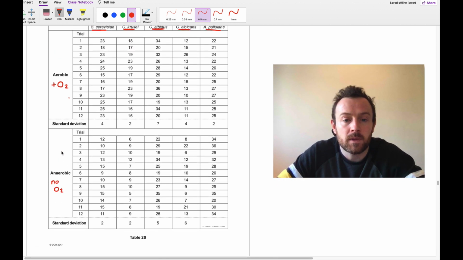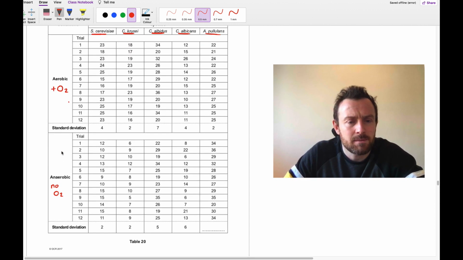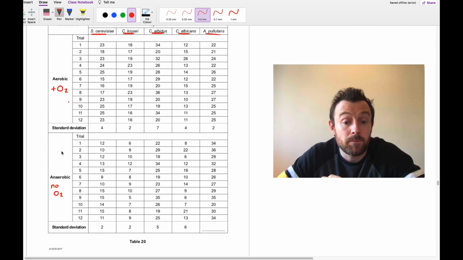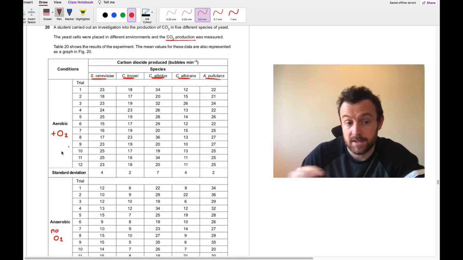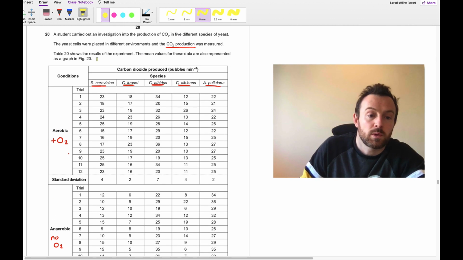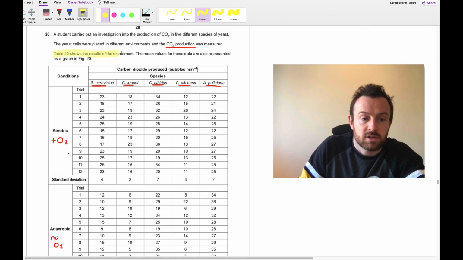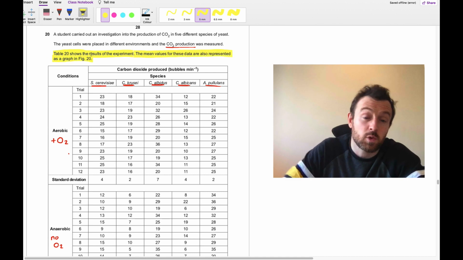Now annoyingly we don't have the means on the table, but we do have the standard deviations. So where are the means? It does say above the table here. I hope you saw it when you read it. Table 20 shows the results of the experiment. The mean values for these data are represented as a graph in figure 20.